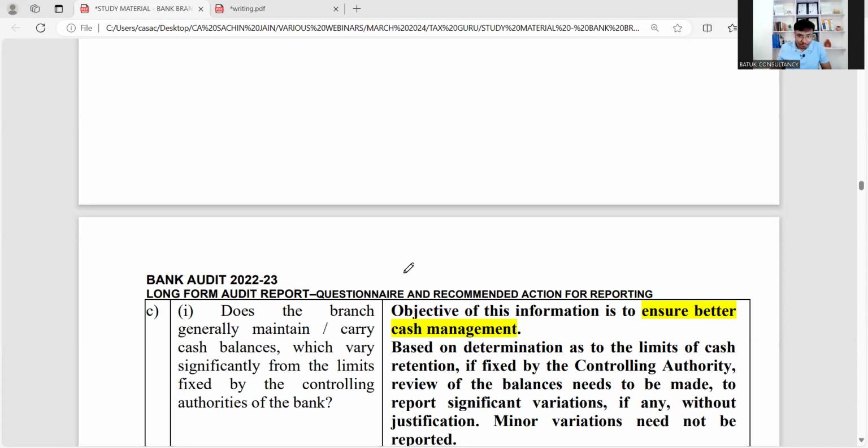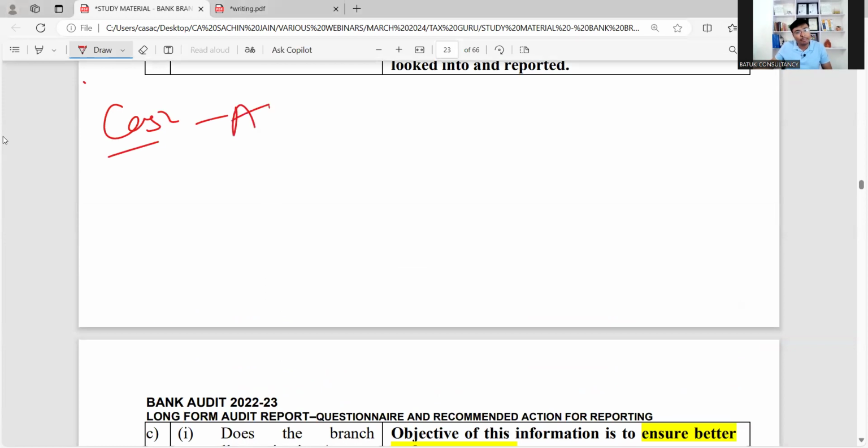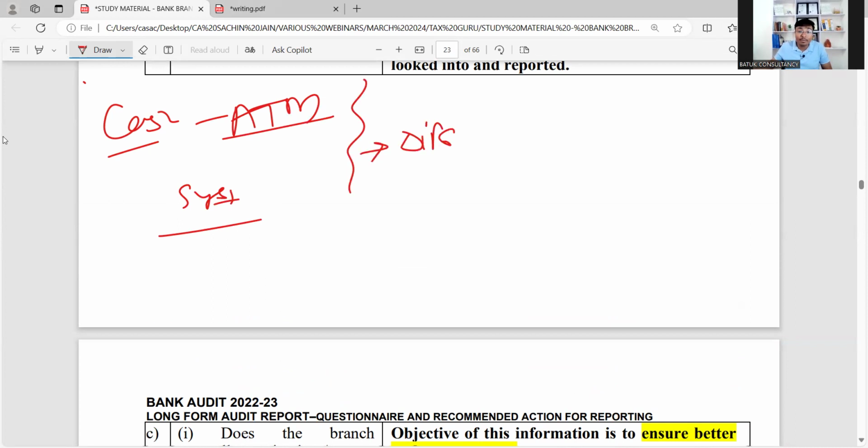If the insurance is handled by the HO, in that case, we are just going to put a comment in our report. When you tally the cash which is available in the ATM against the scroll generated in the system, there may be chances of a difference. Sir, why is there a difference?